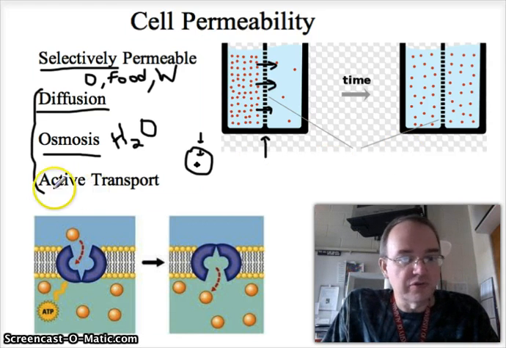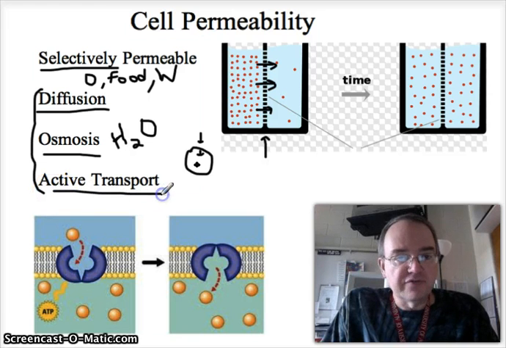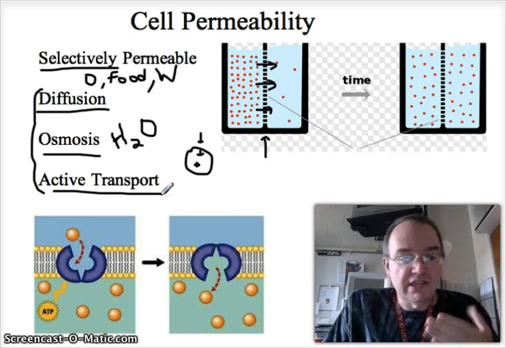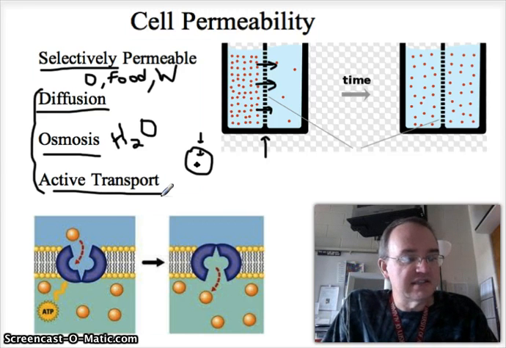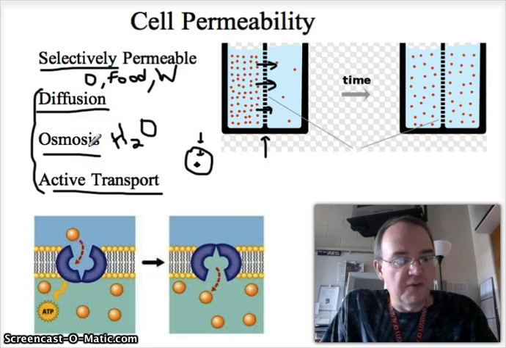Let's talk about active transport now. Active transport is a third way that you can have an interchange between what's out of the cell to what's in the cell. Now, while diffusion and osmosis are forms of passive transport, active transport is movement of materials that requires some kind of energy for the cell.